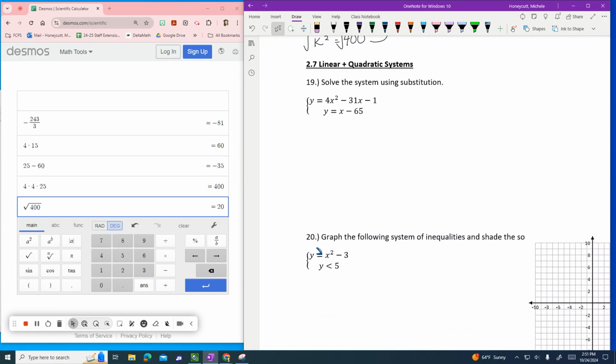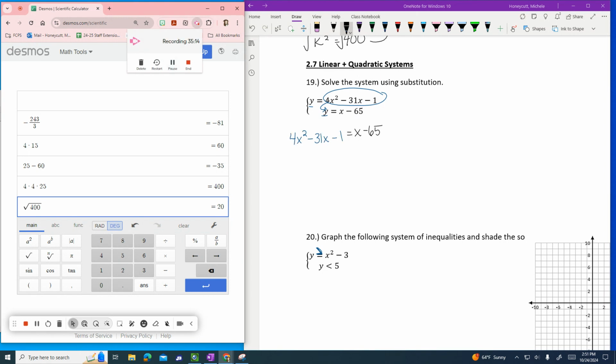19 says solve the system with substitution. So I see that both are set equal to y, which means I'm going to replace the y in the second equation with that right there. So when I substitute that expression, here's what I have, and I notice, oh my goodness, it's a quadratic equation. Since it's quadratic, that means I can solve by completing the square, quadratic formula, or factoring. As always, I will try to factor first, so I'm going to set it equal to 0.